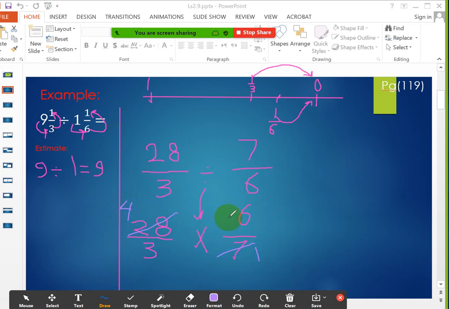Also, what about the 6 and 3? There is a greatest common factor between them. What is the greatest common factor? The greatest common factor is 3. Both numbers are able to divide by 3. Thank you, Jenna. So 6 divided by 3 equals 2. 3 divided by 3 equals 1. Now I will find the multiplication.